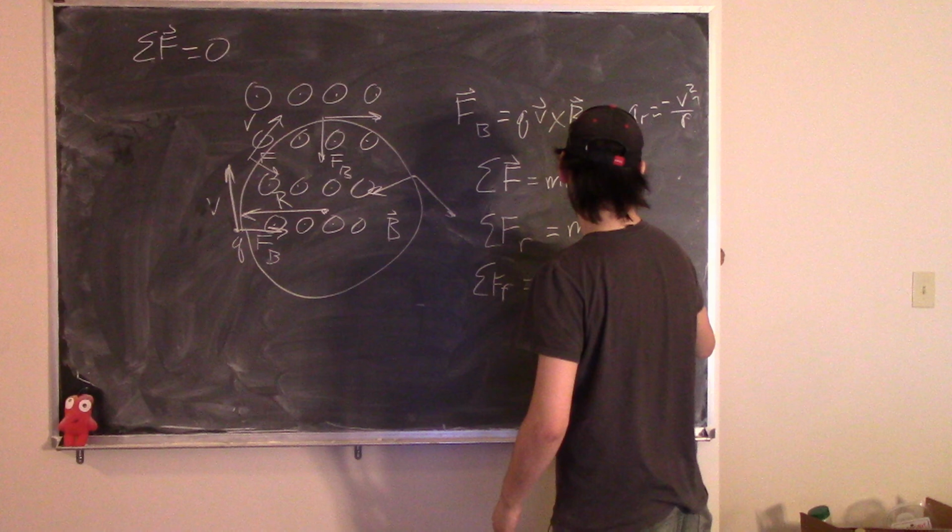I can cancel a factor of the velocity, and then I can solve for what the radius is. I can get rid of my negative signs as well. And so what this says is that the radius is going to be equal to mv divided by qB. Okay.